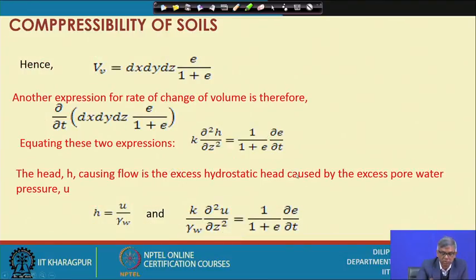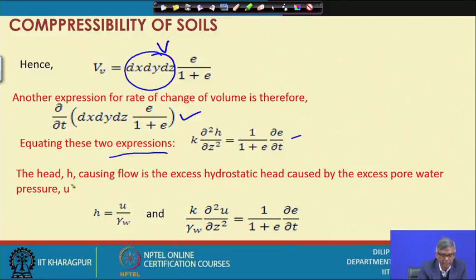You can see from the previous expression V v by V equal to e by 1 plus e. So, V v will be now, our V is equal to, this is nothing but V into e by 1 plus e. So, another expression for rate of change of volume is therefore this one, del by del t with dx dy, and this is another expression for volume change. So, equating these two expressions, we can get k del 2 h by del z square equal to 1 by 1 plus e del e by del t.